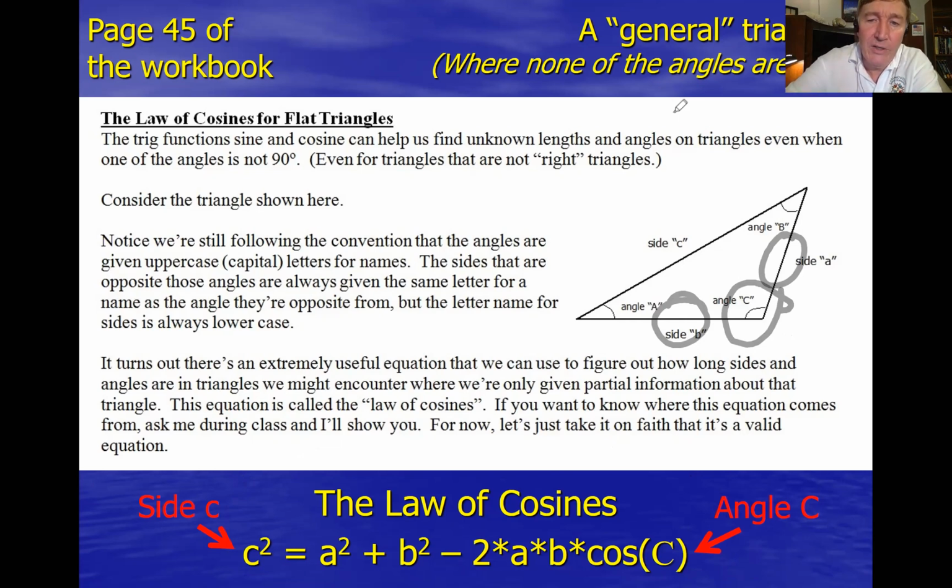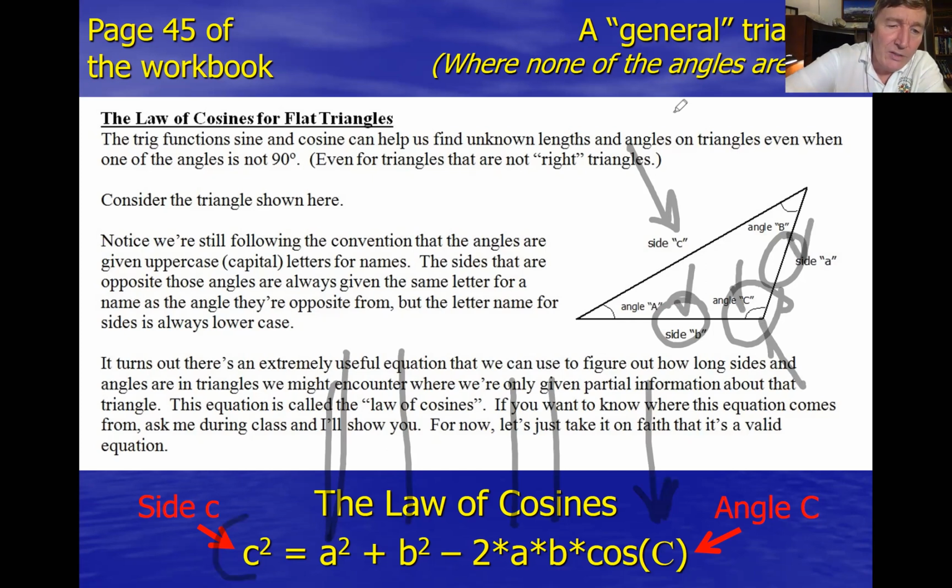We can use this equation to figure out how long side C is, because A is a known number. Remember, this is little a now, so this is side A. So little a is a known number, little b is a known number, and here's little a again, here's little b again, so those are known numbers. And this time, notice it's a capital C, not a lowercase c. Okay, so that means we know this, we know this, we know this. So we can use this equation to figure out how long this side is.